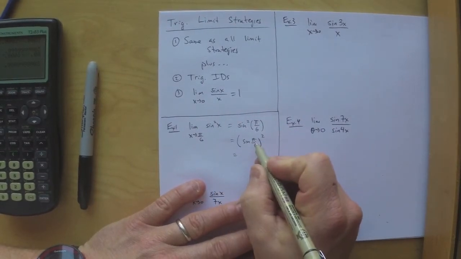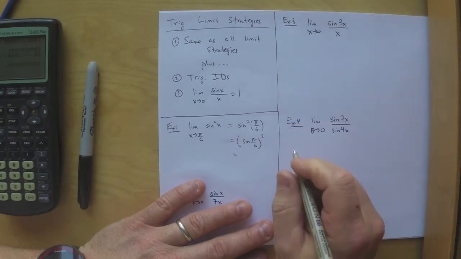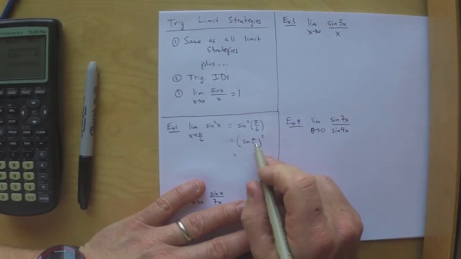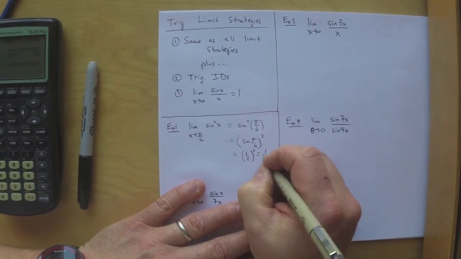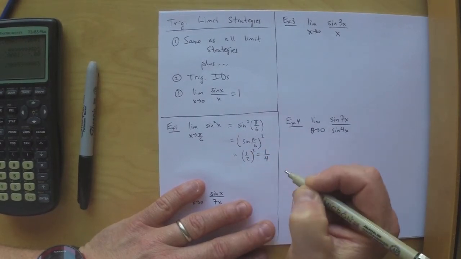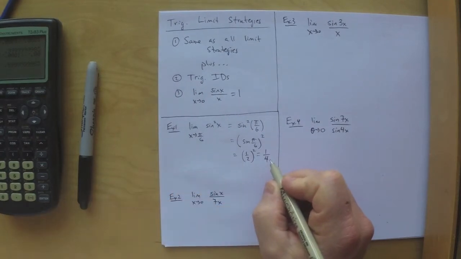Sine of pi over 6, I'd have to go back to my trig table. It's been a long time. Sine of 30, sine of 30 is a half. So I should know that fact. If I don't, well, there's my roadblock, not my calculus. It's my Pre-Calc 12. And then you end up with a quarter.